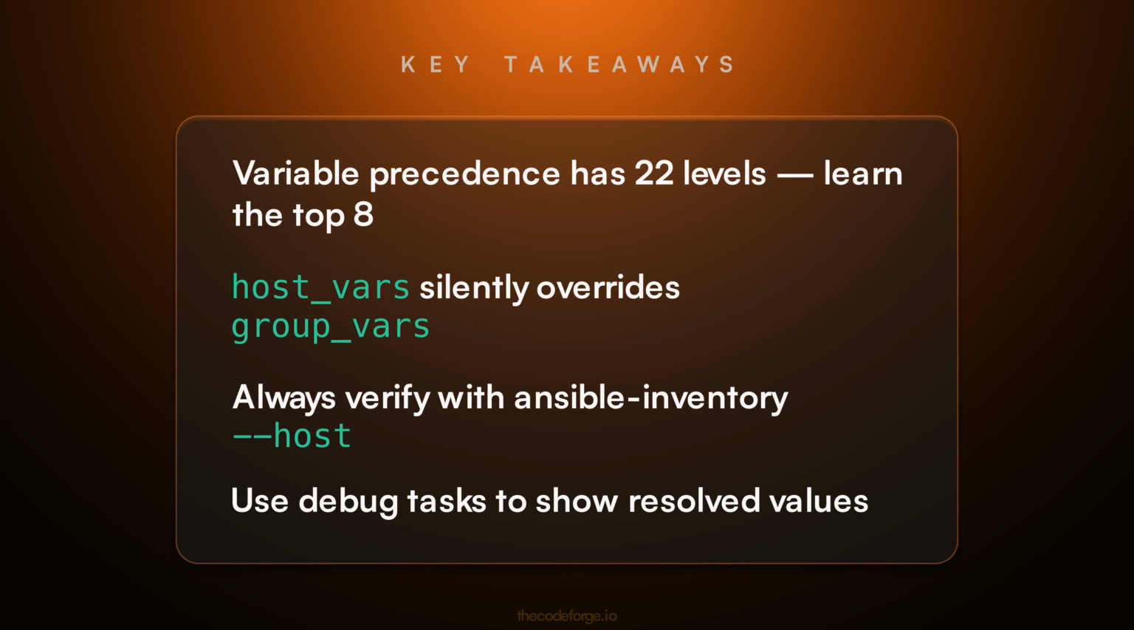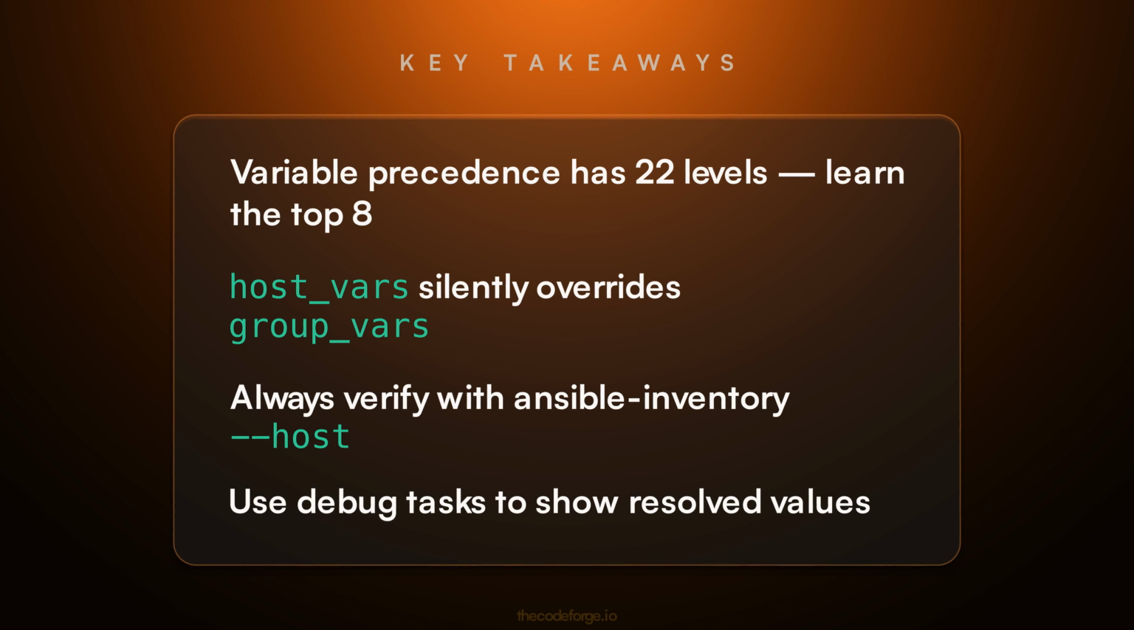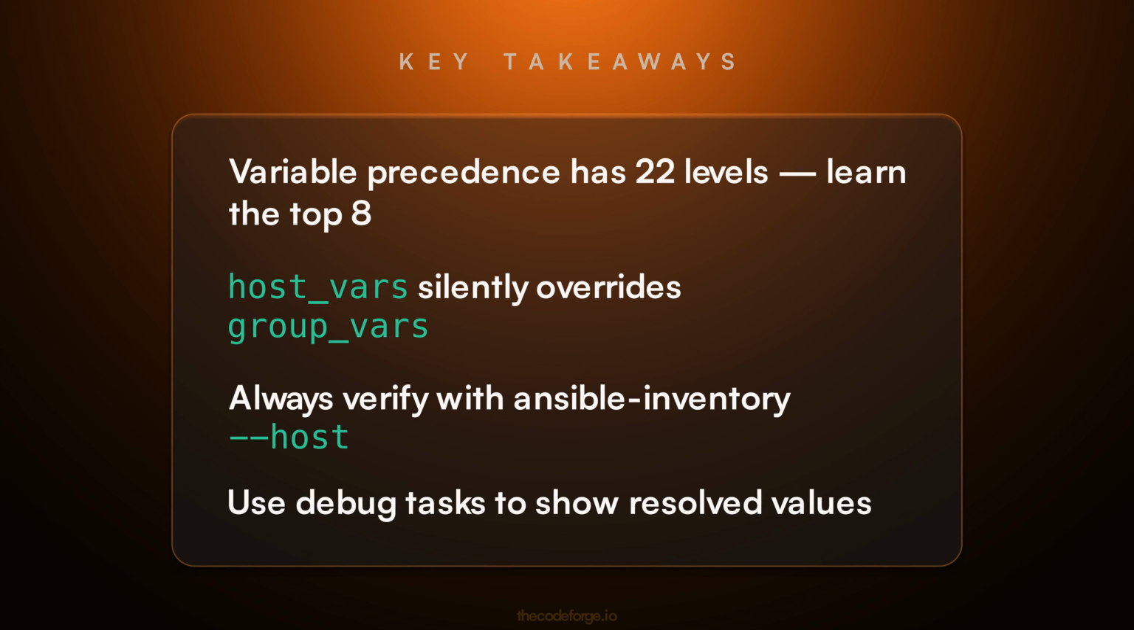Let's recap the key takeaways. Variable precedence has 22 levels, learn the top 8. host_vars silently overrides group_vars, so always verify with ansible-inventory --host. Use debug tasks to show resolved values.